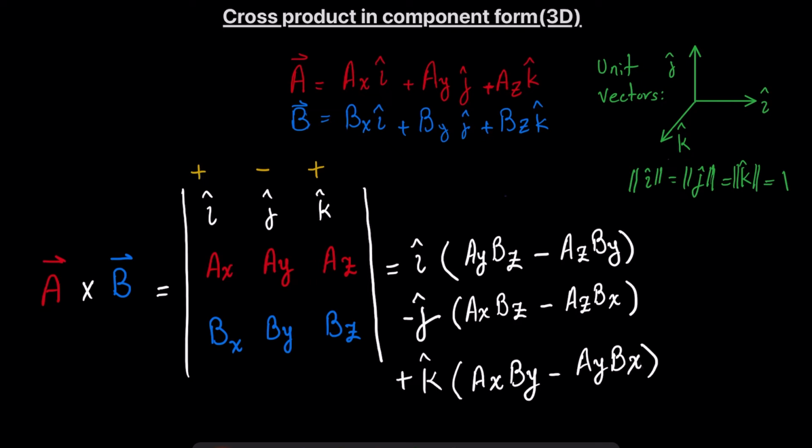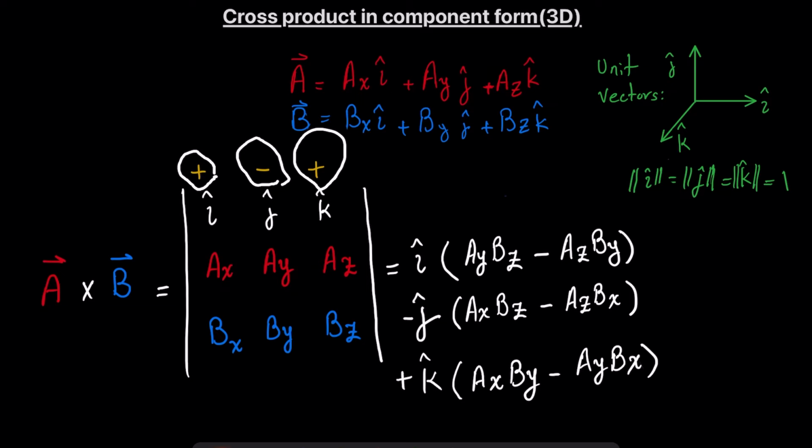The next step of the process is to assign positive and negative signs to that top row. It starts with a positive sign and alternates. So i hat takes a positive sign, j hat takes a negative sign, and k hat takes a positive sign. And all we do for a second is write these signs on top of i hat, j hat, k hat.